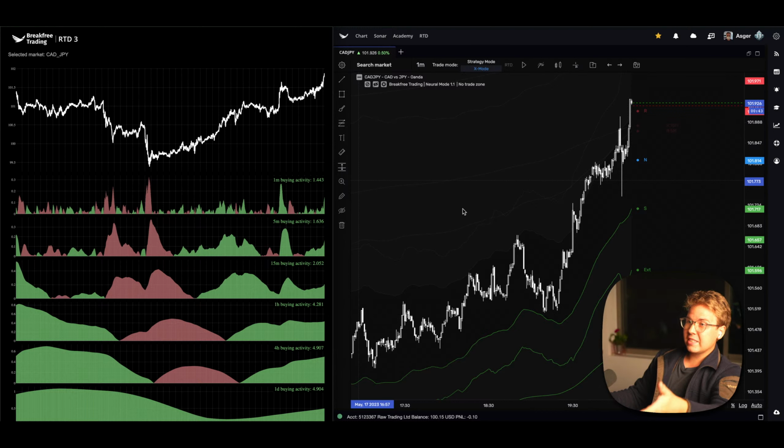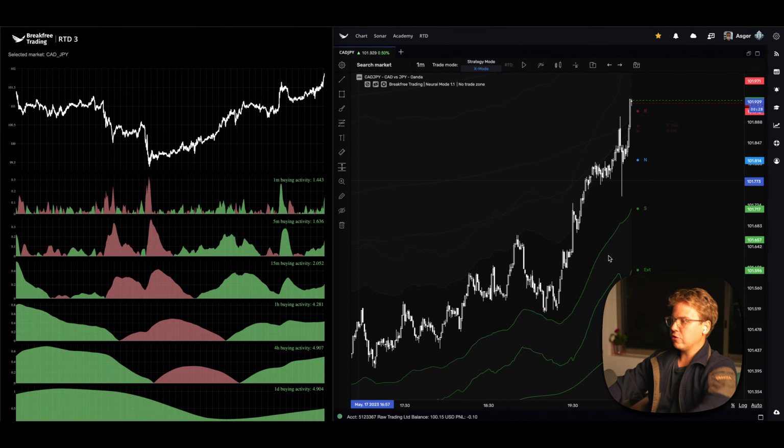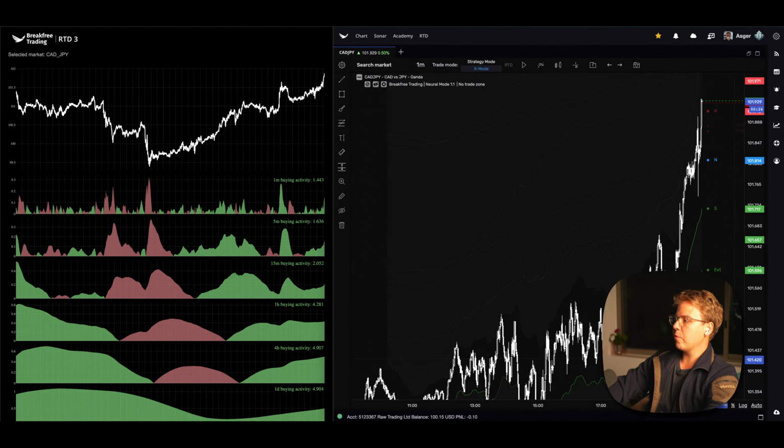But here's a great example. This is CAD JPY. Look at that trend. 1 minute, 5 minute, 15 minute, 4 hour, 1 day time frame, and 1 hour. All of it is green. The buying algorithms are all active, and all you have to do is just keep buying every single dip.